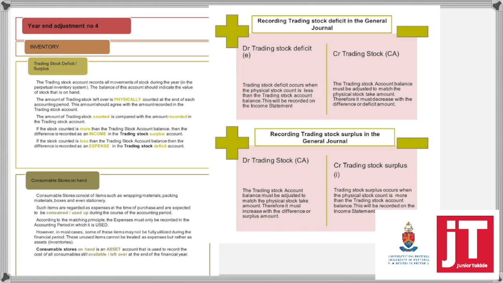So we're going to debit consumable stores on hand, which is an asset, and credit the consumables, because our usage is now overestimated, and therefore we have to make the consumables expense account less.